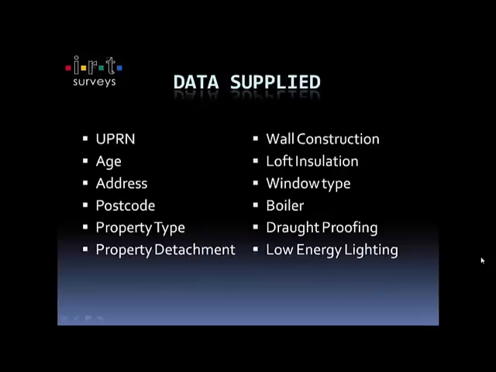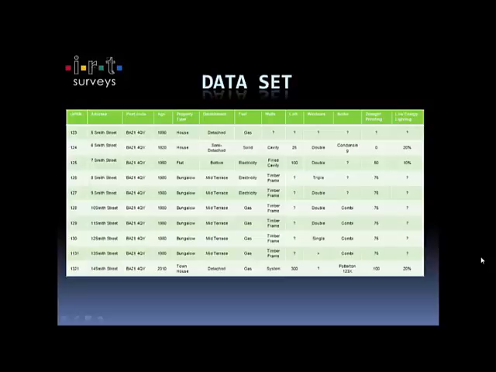So data supplied by client would be the following kind of information. The minimum data we require are things like the UPRN, the age, the address, the postcode, the property type and its detachment, and also the wall construction. Ideally we would have things like the wall construction, loft insulation, windows, boiler, draft proofing, and percentage of low energy lighting. So typically this is a kind of spreadsheet we'd receive from a client.